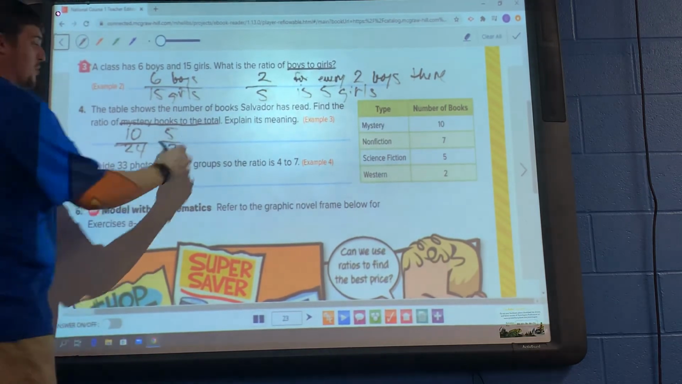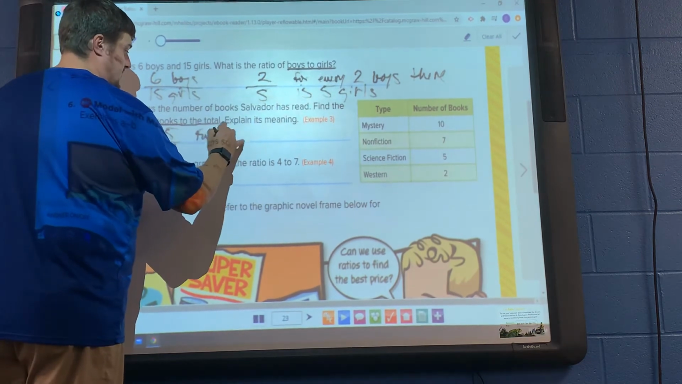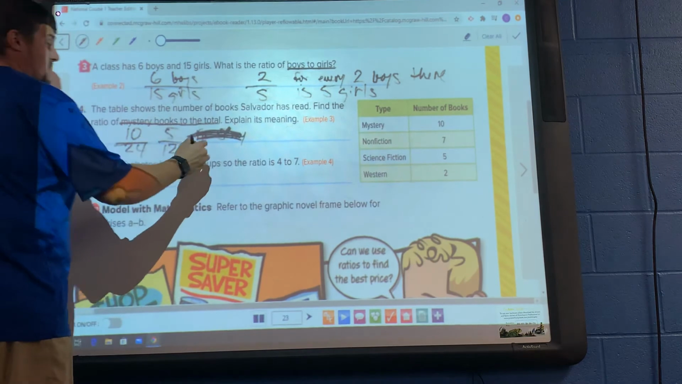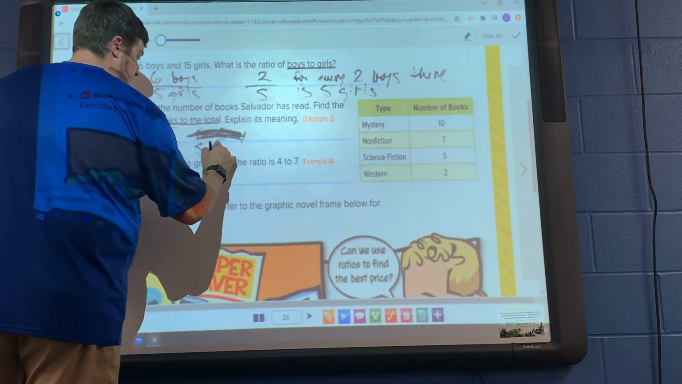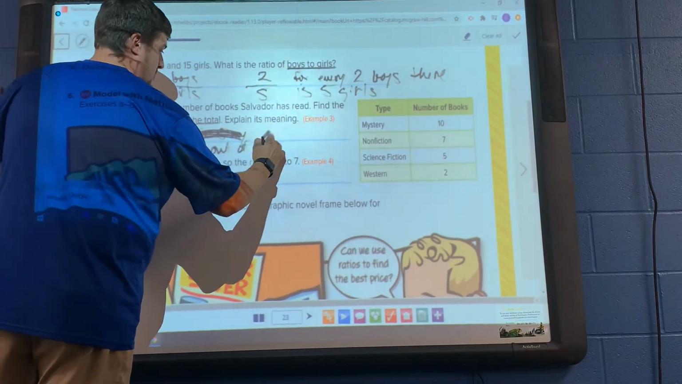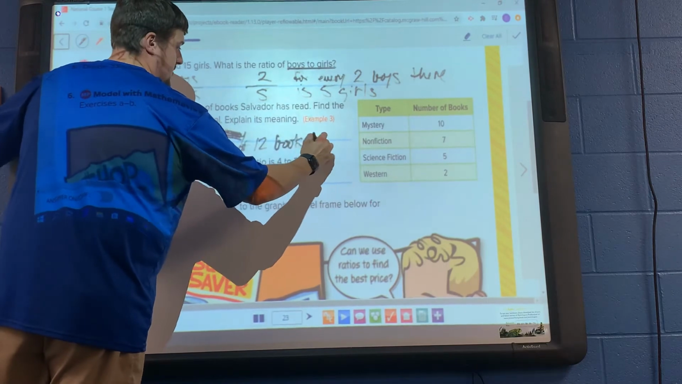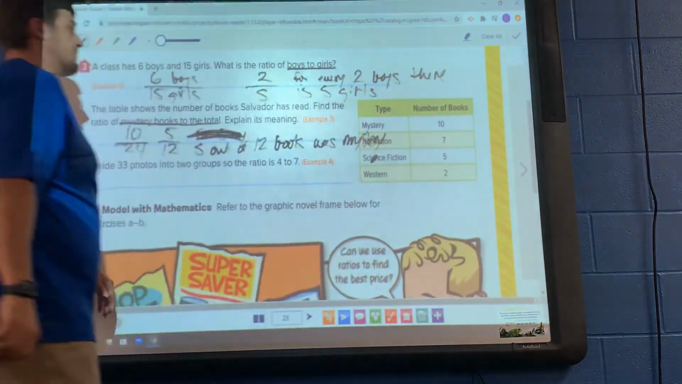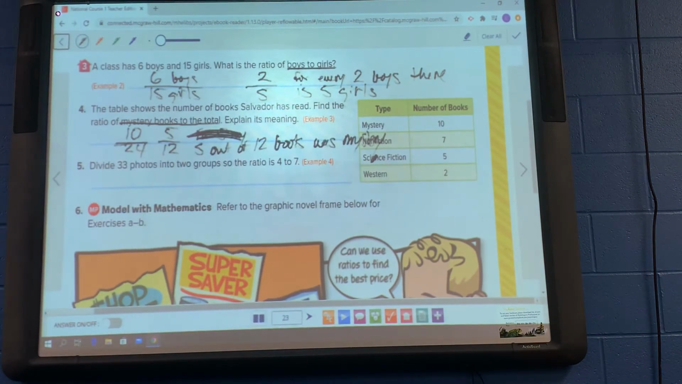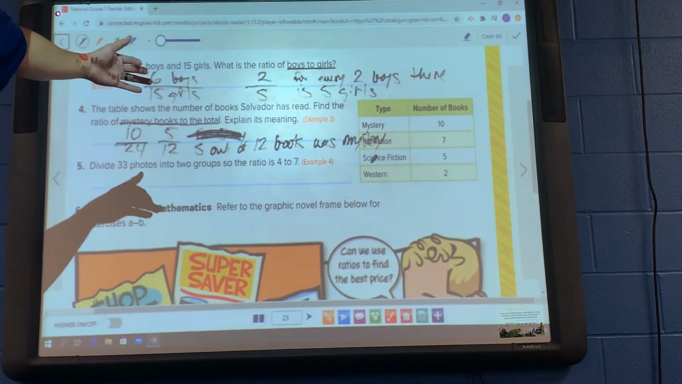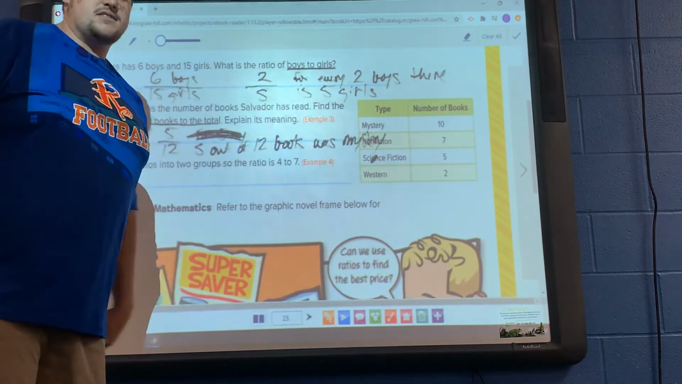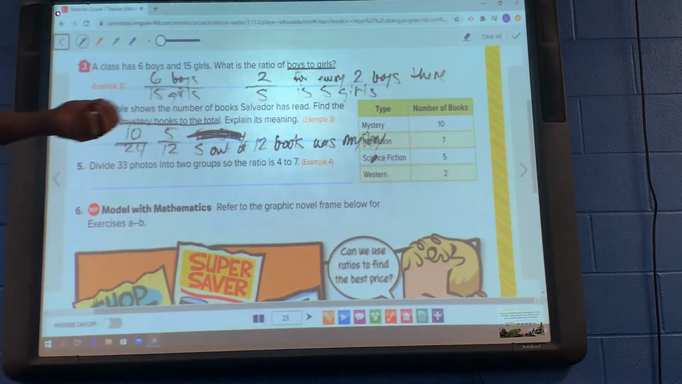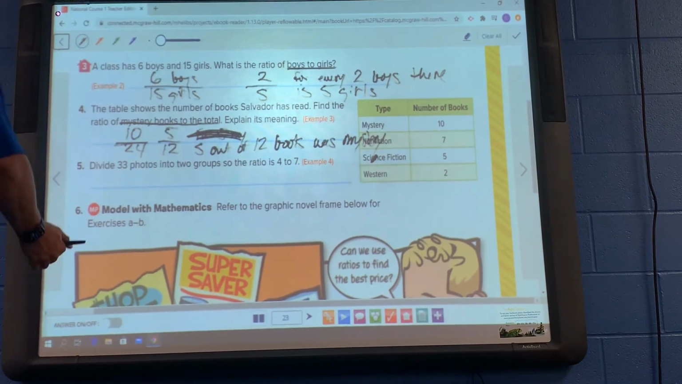So for every 5 mystery, 5 out of 12 books was mystery. That's how you gotta work this one, sorry. 5 out of the 12 books that Salvador has read was mystery. So for every 12 books that he's read total, 5 of those were mystery. That's what that ratio represents.